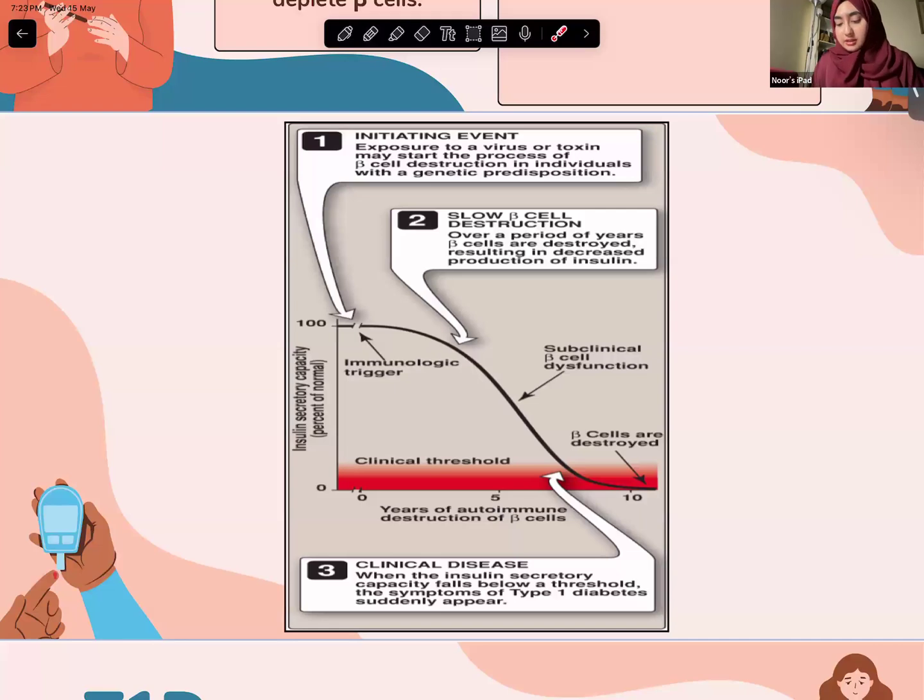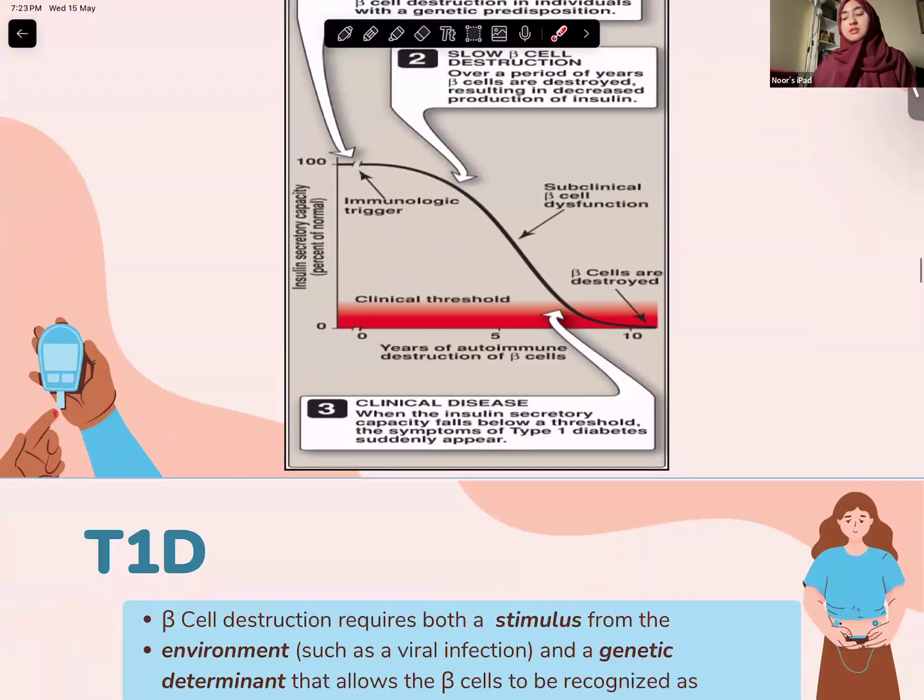As it says, when the insulin secretory capacity falls below a threshold, the symptoms of type 1 diabetes suddenly appear. So it takes a good number of years. You can see the years of autoimmune destruction of beta cells; it took around 9 or 10 years to destroy the beta cells completely. And it is then that the person realizes, oh, I'm having symptoms, something is wrong with me. So it takes a good amount of time to diagnose that the patient has type 1 diabetes.